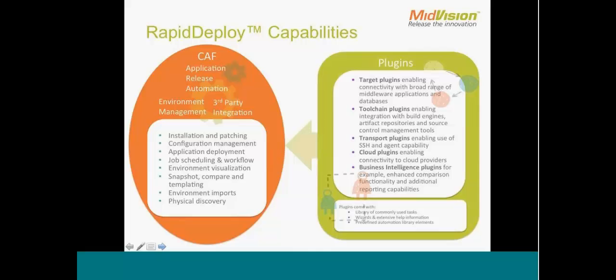Okay, so RapidDeploy capabilities. We've spoken about the core framework, but now if we look at the plugins themselves, there's 5 main categories detailed here. And as I've said, these are ever expanding and evolving. All plugins come with their own library of commonly used tasks, okay, and wizards for creating things like the environment. And you'll see some of that. I'm not focusing too much on that in the demo, but you will see some of that in the demo later on. So we've got the transport plugin. This gives RapidDeploy the ability to use different protocols, SSH and the RD agent.